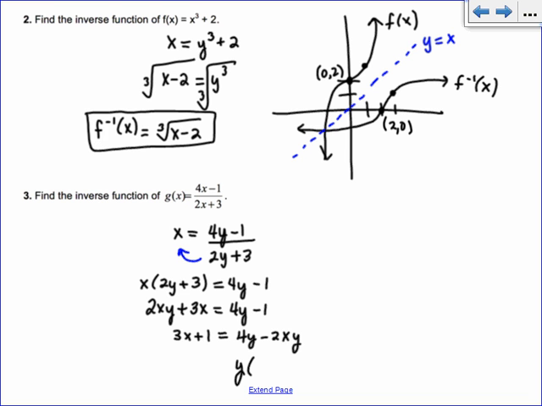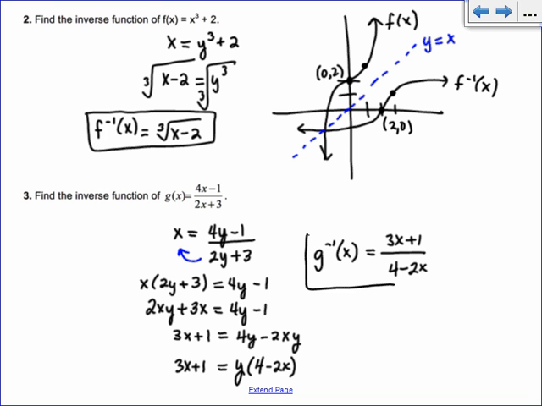Now I can pull out the y. You could actually pull out 2y, but we only want to pull out y because that's what we're trying to solve for. So I get 4 minus 2x times y. When I divide by the 4 minus 2x, I have 3x plus 1 all over 4 minus 2x equals the y. So that equals g inverse of x. Even if they're more complicated like that, we can still solve for it.